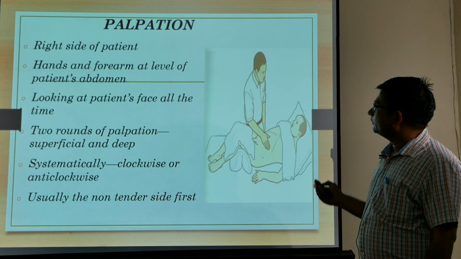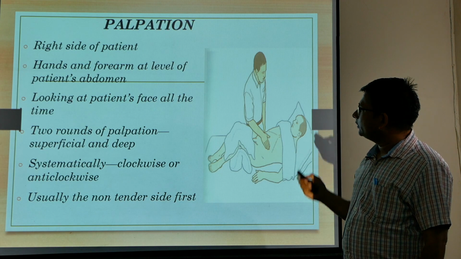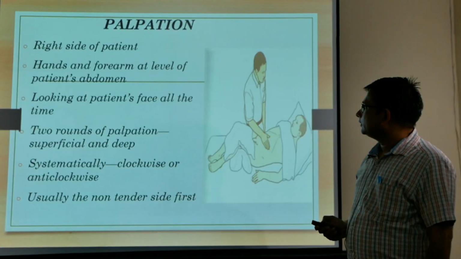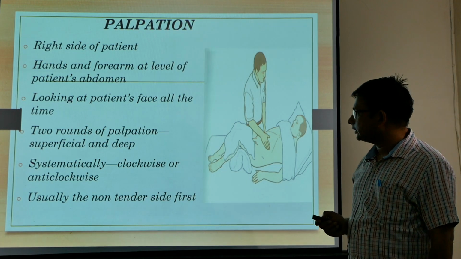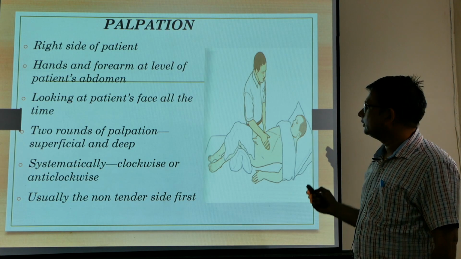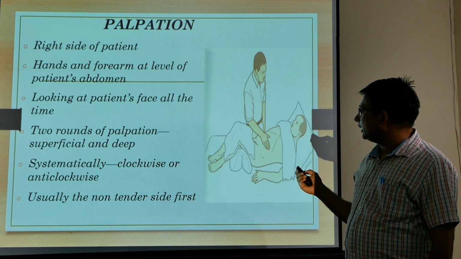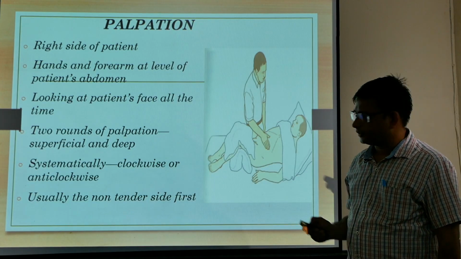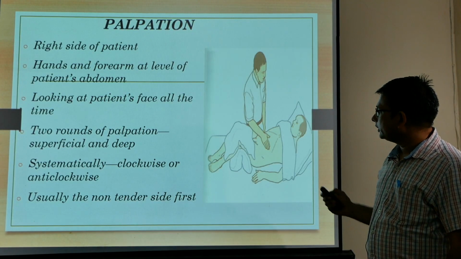Palpation. We will stand on the right side of the patient. The hands and forearm should be at the level of the patient's abdomen, and we will look at the patient's face all the time. There will be 2 rounds of palpation. One will be superficial and the second will be deep. And we will examine the abdomen either clockwise or anti-clockwise. Usually we start the palpation with the non-tender side first.